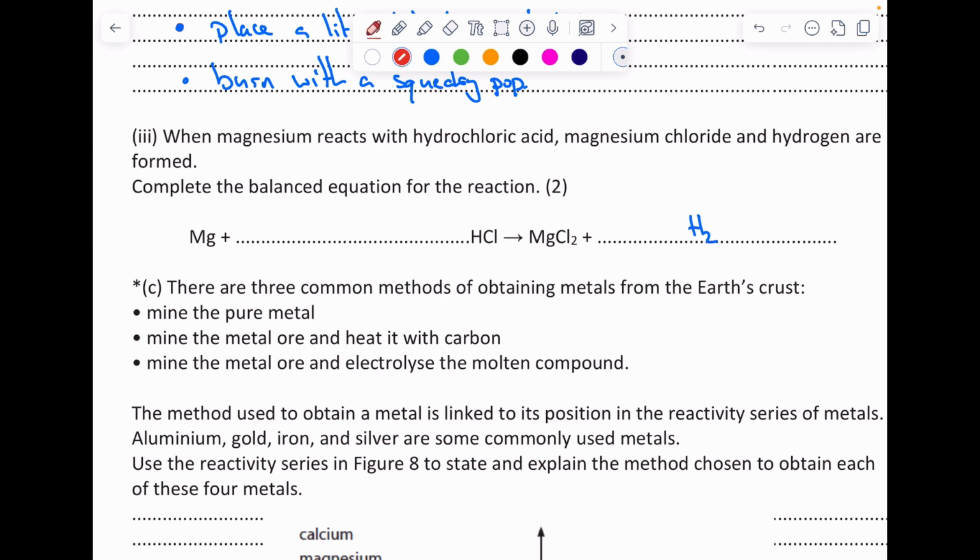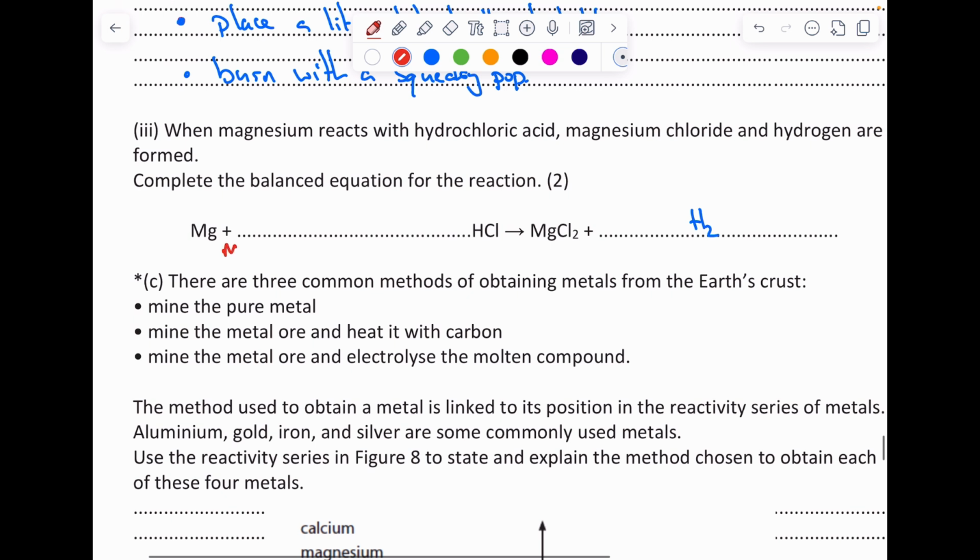So all I'm going to do here is I've got a little bit of room underneath. So I'm going to put Mg, and there's 1. Hydrogen in there, 1, and chlorine is 1. Mg over here, we've got 1. Hydrogen, we've got 2. And chlorine, we have got 2. So to make this balance, I need 2 hydrogens and 2 chlorines. So I'm going to put a big 2 in front of that. That gives me 2 of those, and then the equation is balanced. Marks-wise, you get 1 mark for the hydrogen and 1 mark for putting the number 2 in place.